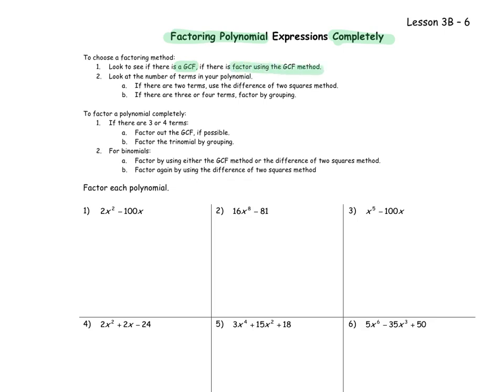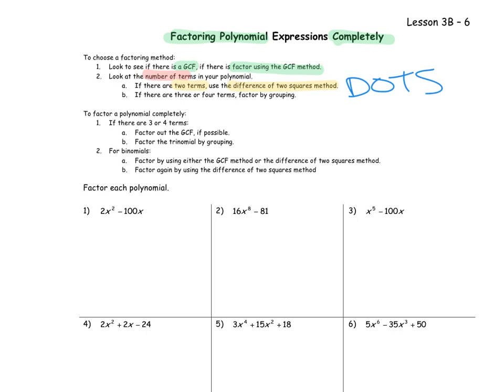Second step, we want to look and see how many terms are in our polynomial. If I have two terms, we want to see if that's going to be a DOTS question. Now, we need to know what the meaning is for DOTS. We have difference of two squares.